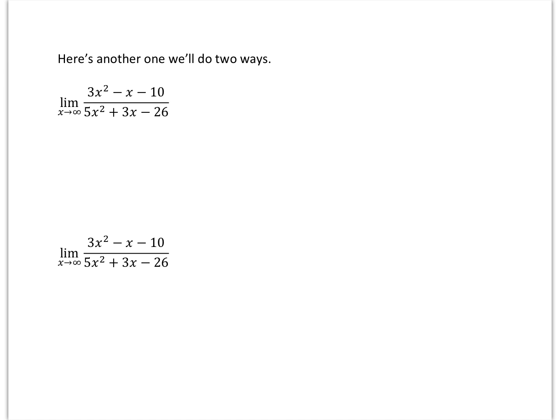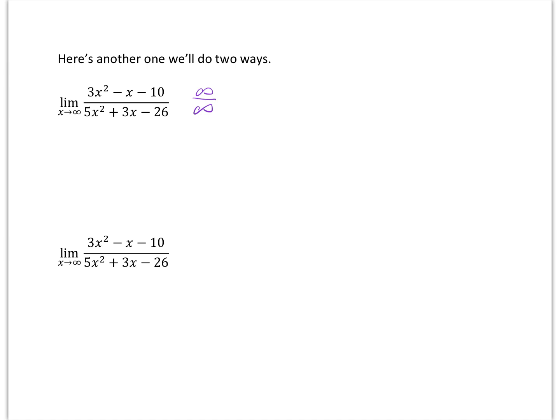This is the same function as earlier, 3x squared minus x minus 10 over 5x squared plus 3x minus 26, but now x is approaching infinity, not 2. So if I try to just plug in infinity, this is infinity over infinity, which is an indeterminate form.